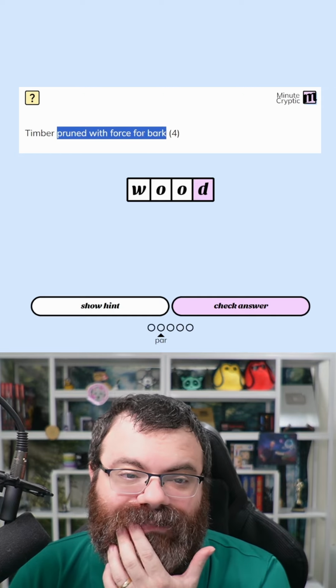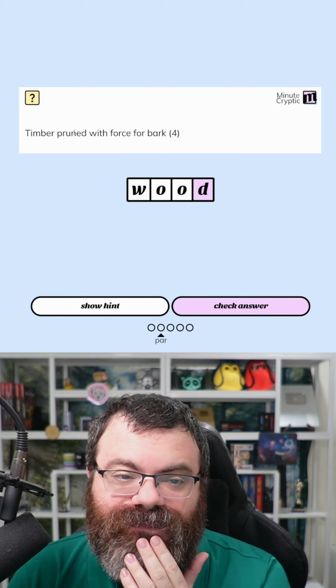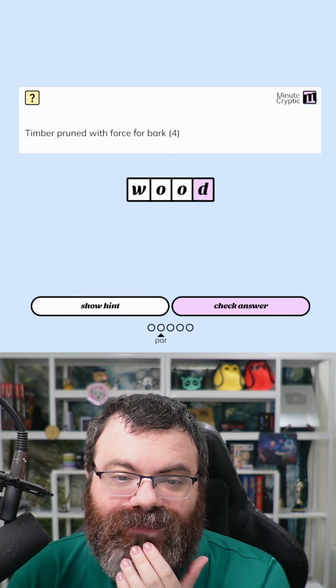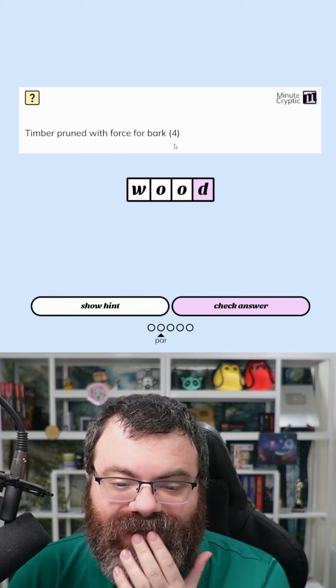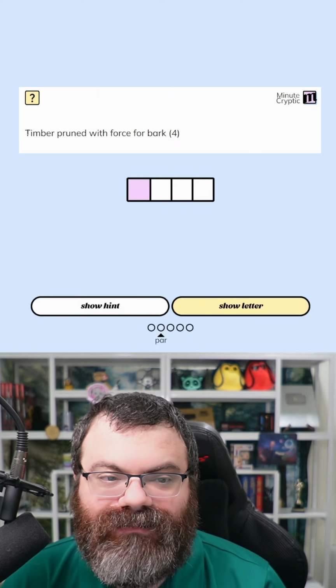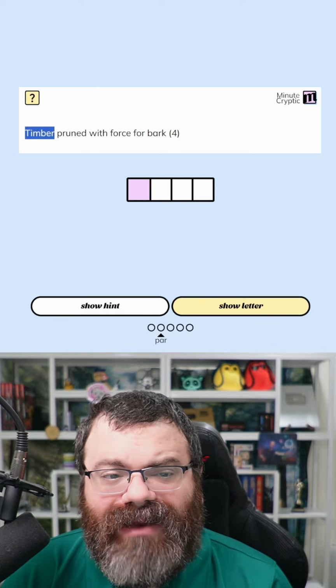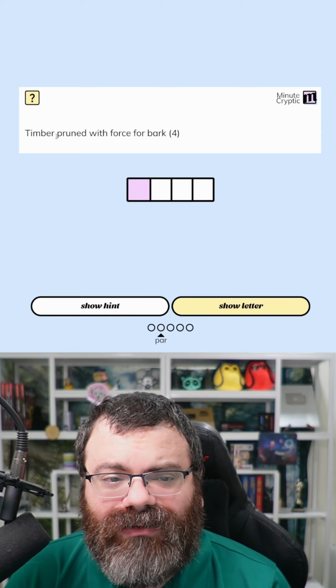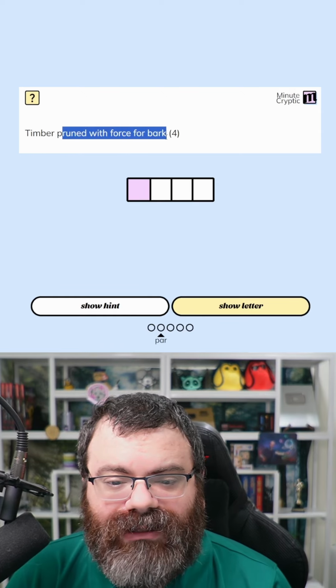Honestly, doesn't seem good. Pruned with force for bark. I'm going to check wood. Okay, it isn't wood. It didn't make sense with the... it can't be plank. Okay, I'm not sure what word for timber we are.